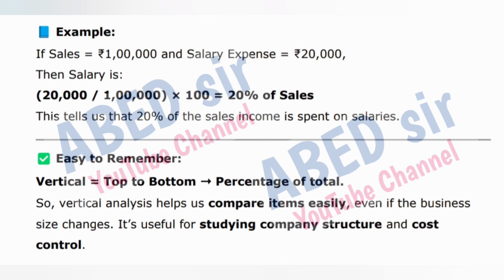Easy to remember. Vertical is equal to top to bottom percentage of total. So, vertical analysis helps us compare items easily, even if the business size changes. It's useful for studying company structure and cost control.